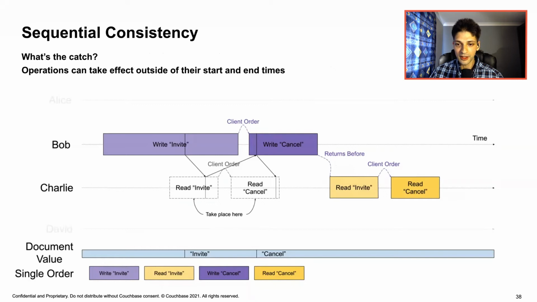However, this is allowed under sequential consistency, in which operations can take effect outside of the start and end times, as long as client order is preserved. In this case, we simply draw the justification lines to indicate Charlie's read operation took effect at an earlier moment in time. This is illustrated by the dotted boxes to the left indicating when Charlie's read operations took effect. This is an example of performing a stale read from a cache.